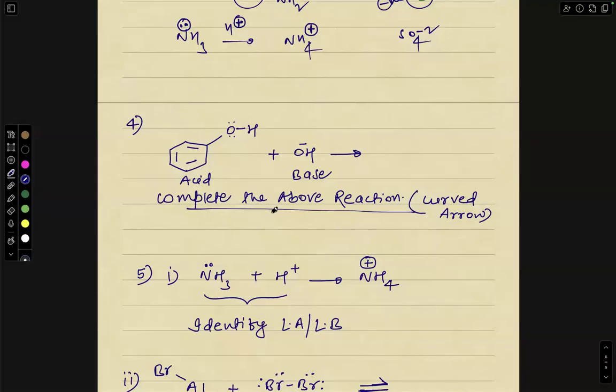Base would grab a proton. The concept is that the arrow should start from the base to the acid. This is the curved arrow. The tail should be at the base, and the head should be towards the acid proton. So the simple thing is that if we have a base and a proton bonded to the acid, the base grabs this proton and the hydrogen atom bond is going to break like that.